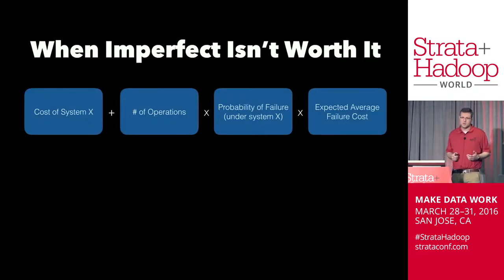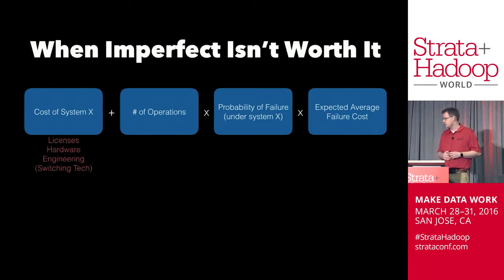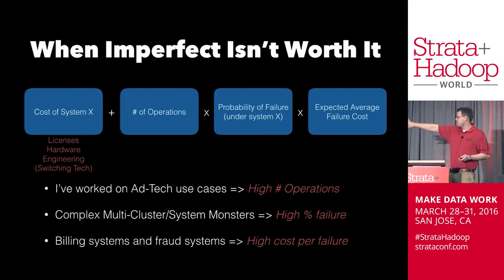And I use this formula to look at whether it makes sense to avoid systems that are kind of fuzzy, a little bit imperfect, for a system that gives you more confidence in your answers, a transactional system. So first, start looking at the cost of the system, which is often not the most interesting thing. And that includes licenses, hardware, people, and it also includes any costs from switching from what you have now to the new system. And then you've got this other stuff over here.